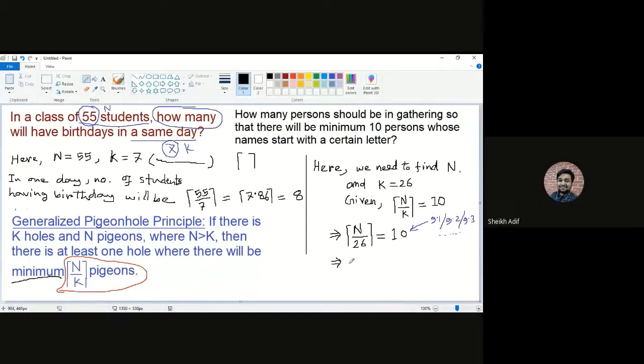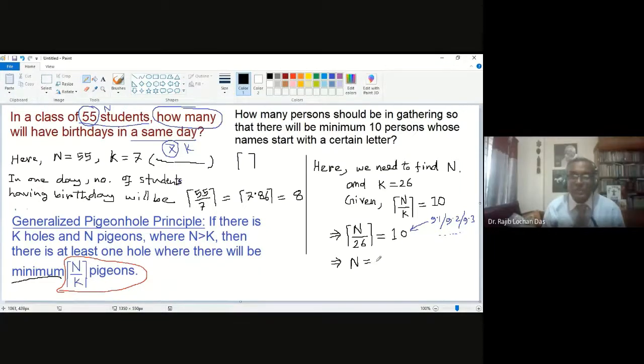It will be at least 9, right? So there will be 26 into 9, and then at least one more. This 9 is coming from 10. If you have 5 here, then you will write 4 here, and there will always be plus 1. You put plus 1 here because we need more than 9. So ultimately the answer will be 26 into 9, that is 235. So 236. That will be the answer, 236.